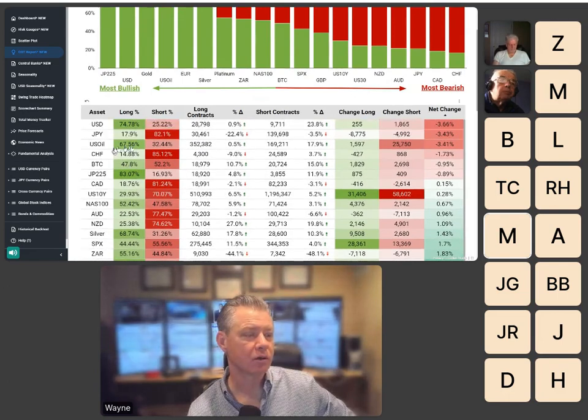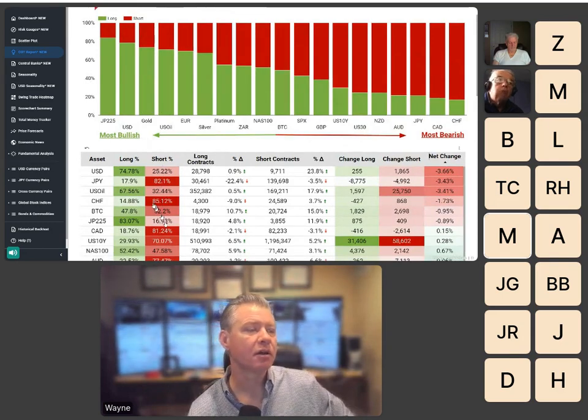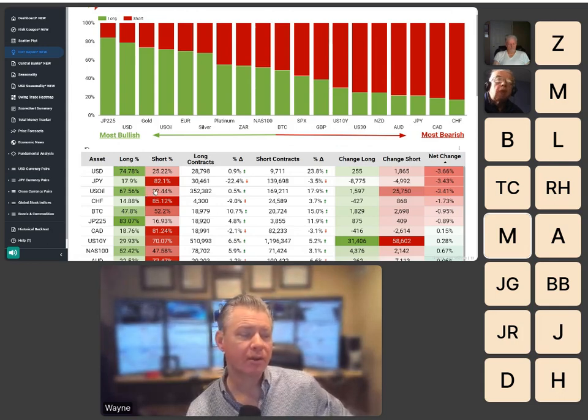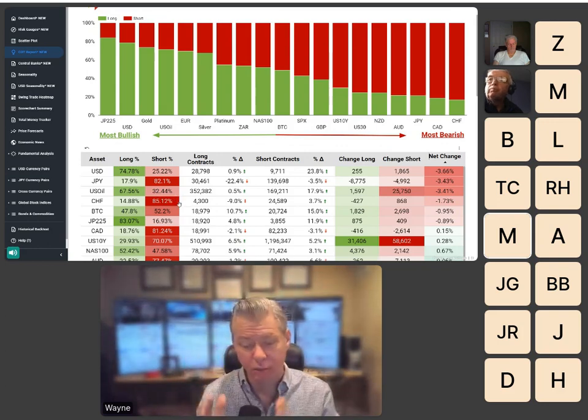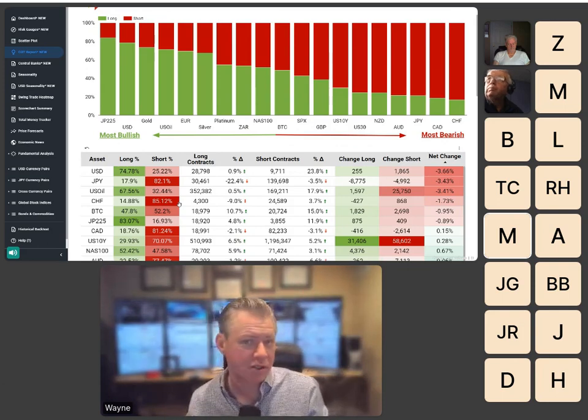So where did my oil go? You can still see 67% long. Yeah, and this is not updating. Good, you're right, thank you. You can see 67% of the market, two-thirds, are still long. One-third is short. So the market is still bullish, but it's a lot more bearish than it was.